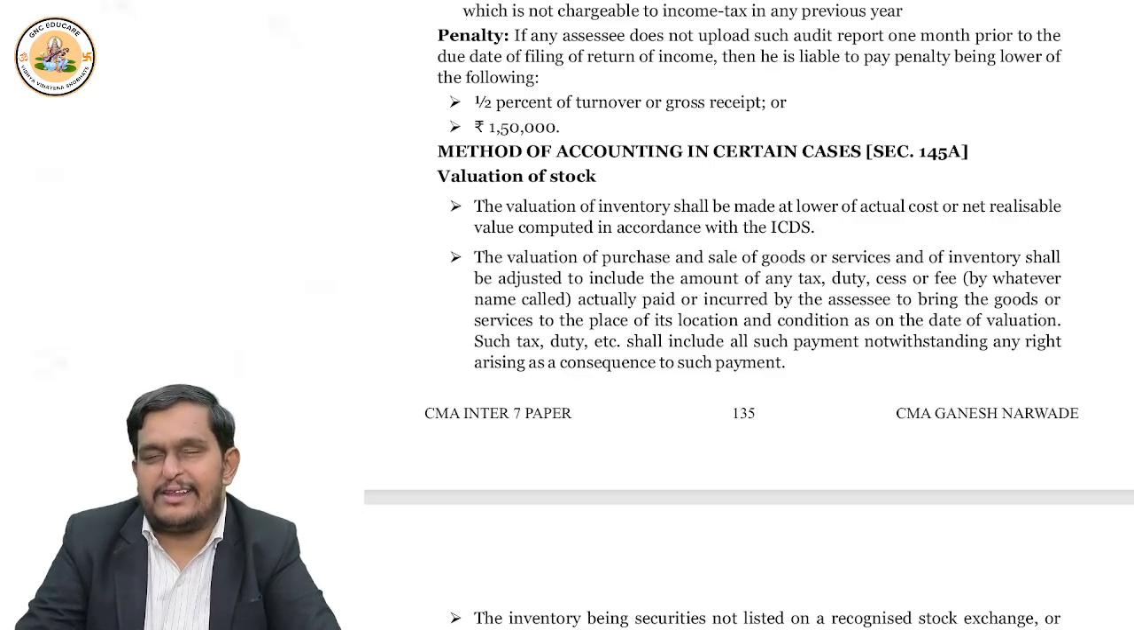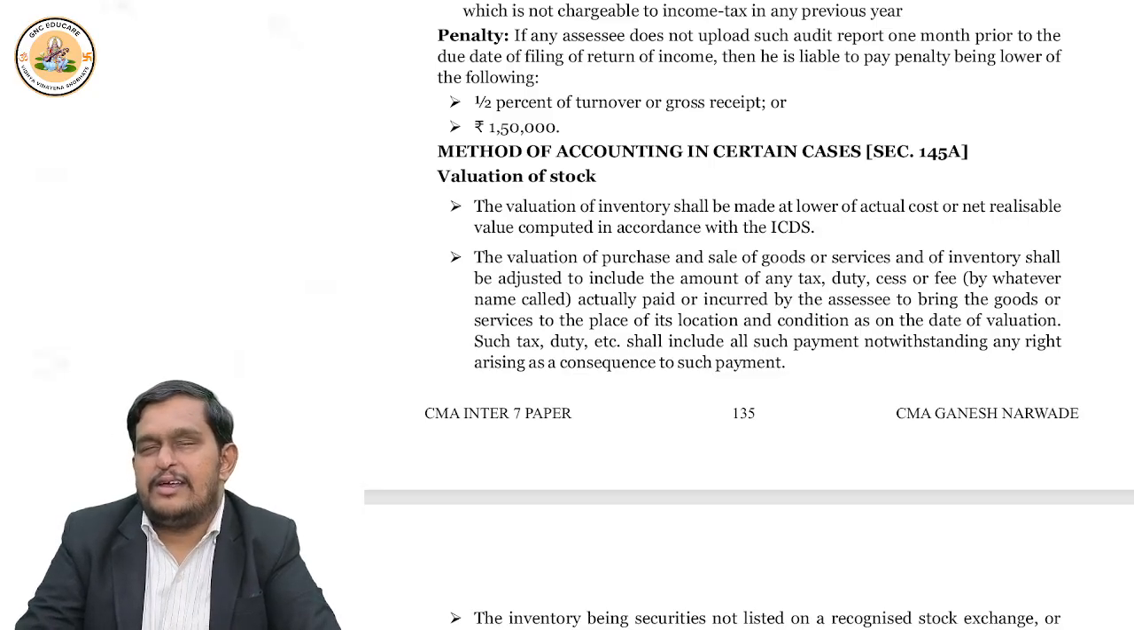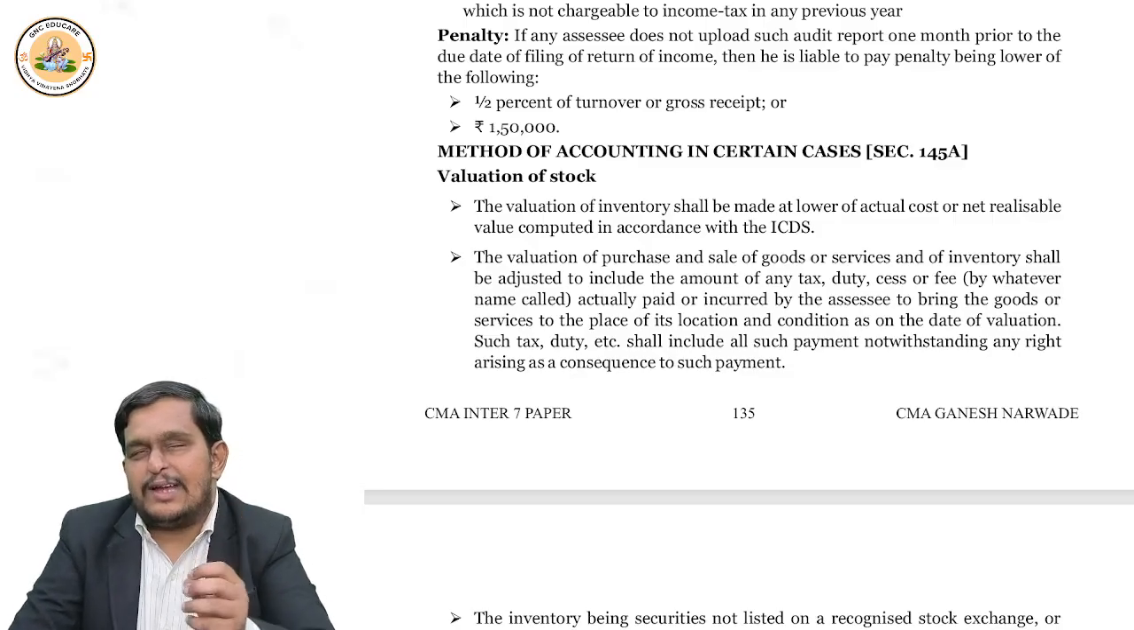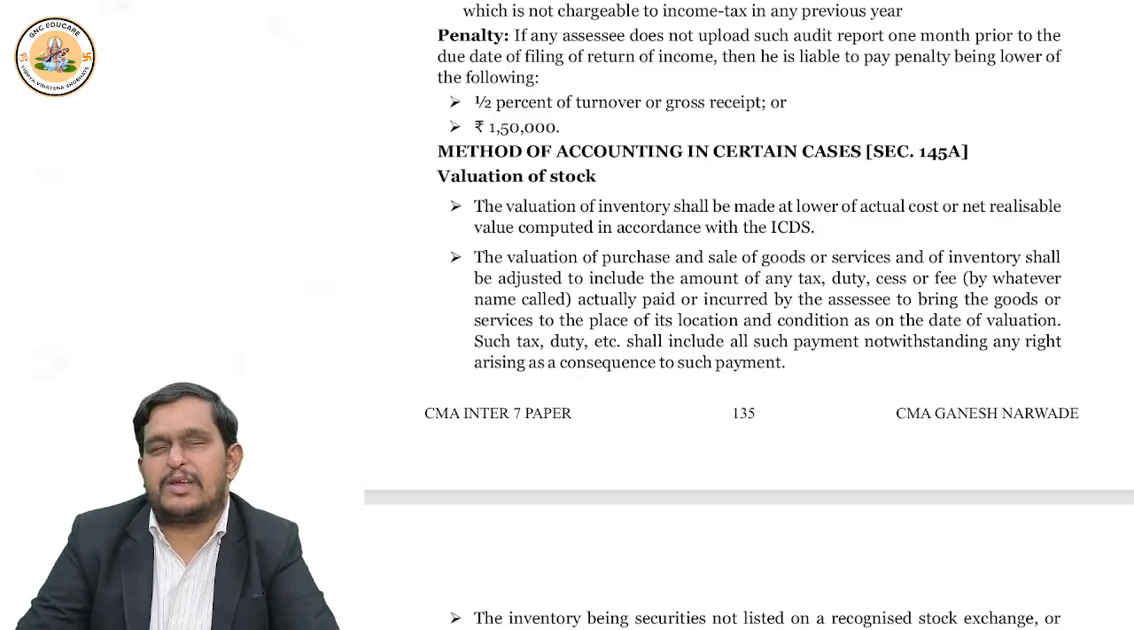Half of 1%, that is 0.5% of your turnover, or rupees 1,50,000, whichever is lower, right? 0.5% of turnover or rupees 1,50,000, whichever is lower, that penalty you have to pay if you don't get the tax audit done by a chartered accountant and submit the report at least 1 month before filing the income tax return. If you fail, these penalties will be applicable. Right? Now, we completed these two sections, 44AA and 44AB, the most important part of this lecture.